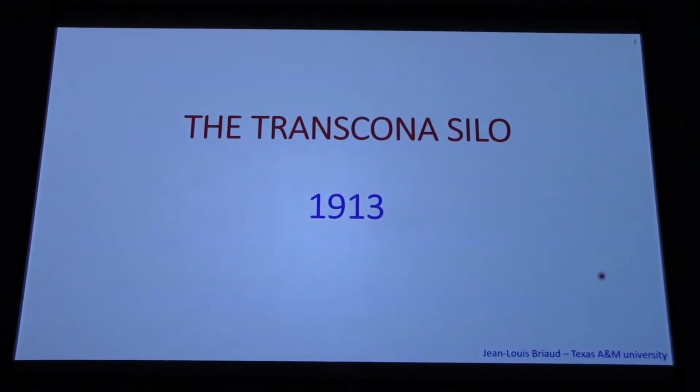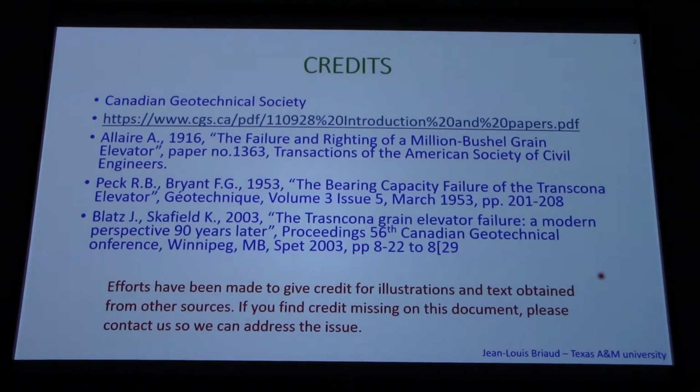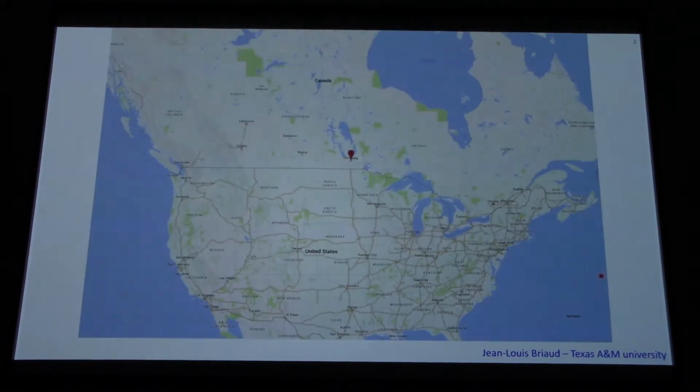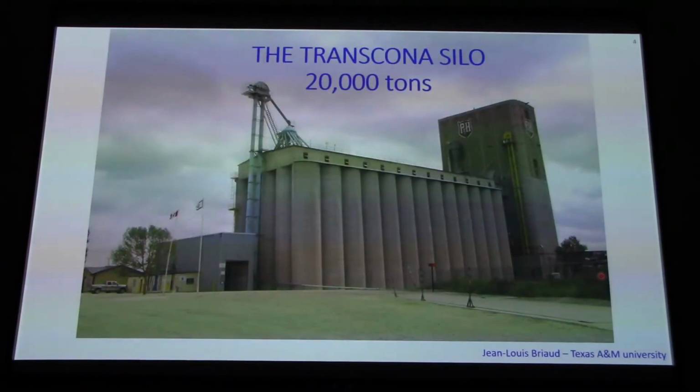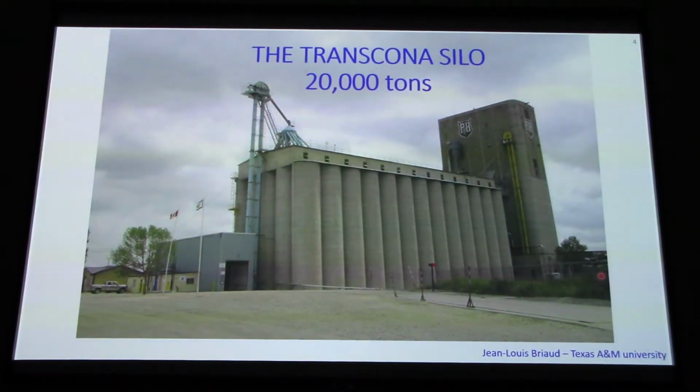So the story is the Transcona Silo, which failed in 1913. These are the credits. You will see that we're going to be in Winnipeg in Canada, where the silo is located. So here's the Transcona Silo. You can see the grain storage, and the trucks come through here to be loaded with grain.